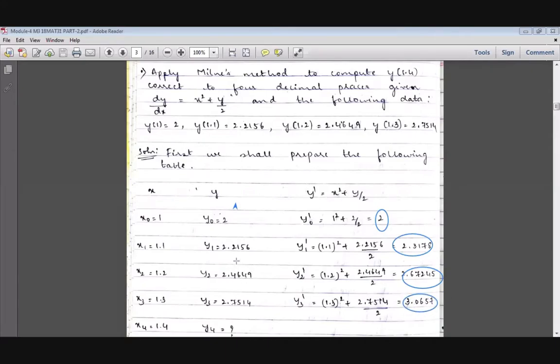Those who have a calci, you can use alpha to find these values. You know how to use alpha? If you don't know, tell me, I will explain. You don't know how to use alpha? Then take out your scientific calci.